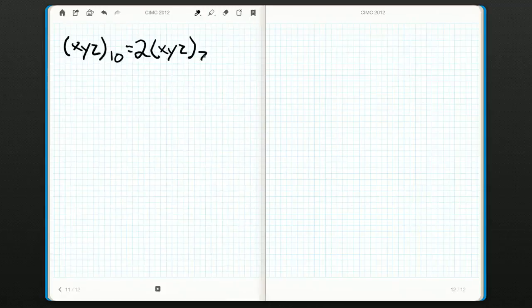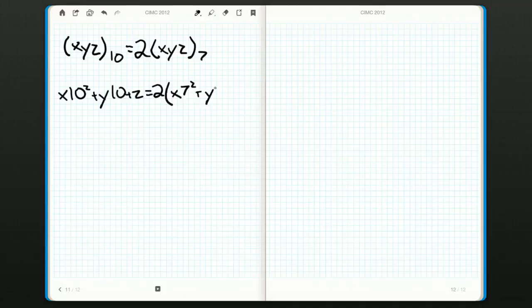Okay? So we don't actually need to know what these mean. We just need to know that the left-hand side is x times 10 squared plus y times 10 plus z, and that is 2 times x times 7 squared plus y times 7 plus z. Okay?